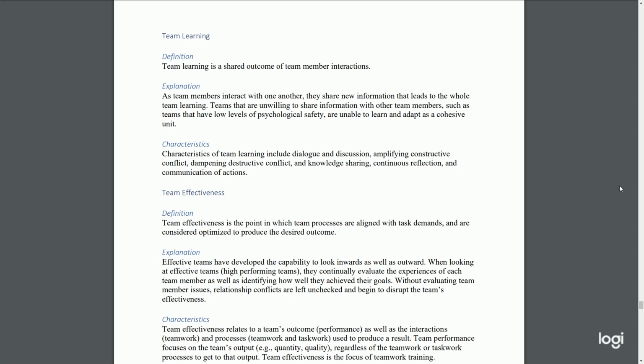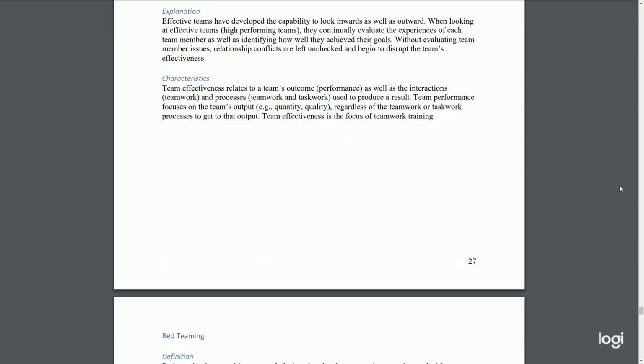Characteristics. Team effectiveness relates to a team's outcome, performance, as well as the interactions, teamwork, and processes, teamwork and task work, used to produce a result. Team performance focuses on the team's output, for example, quantity and quality, regardless of the teamwork or task work processes to get to that output. Team effectiveness is the focus of teamwork training.